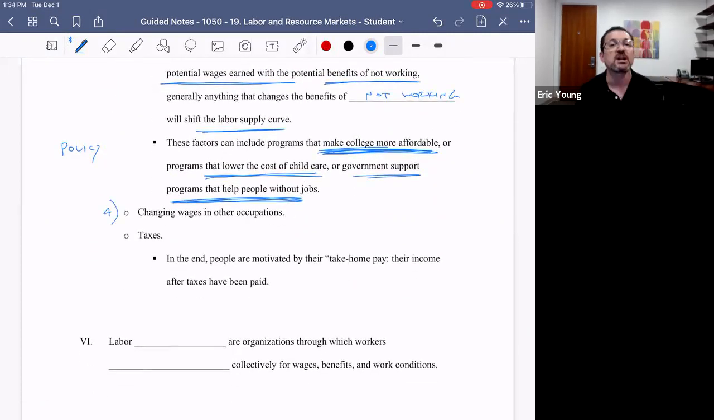Number 4, changing wages and other occupations. This is an idea of substitutes. You as a potential worker, you have substitute options. You can work in this industry or that industry, in this region or that region. If you see wages changing in other occupations, that's going to influence your desire to work in your current occupation. And that can influence the labor supply and shift it to the right or to the left.